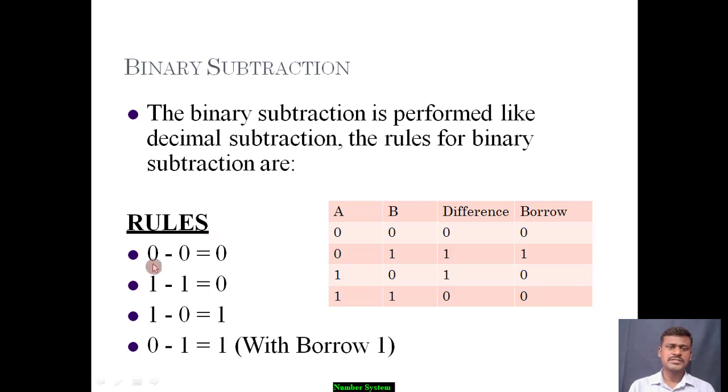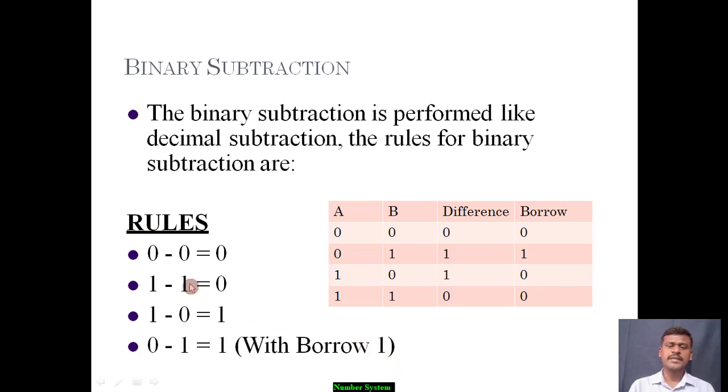Rules are, first rule is 0 minus 0. 0 minus 0 is 0, will give you 0 as a difference, and 1 minus 1 also gives you 0. Next 1 minus 0 will give you 1 as a difference. Next 0 minus 1, here is a different case, that is we cannot subtract 1 from 0, right? So to make this happen we will borrow 1 from the next value, right? So if you take the borrow, it will be 1, answer will be 1 and the borrow will be 1.